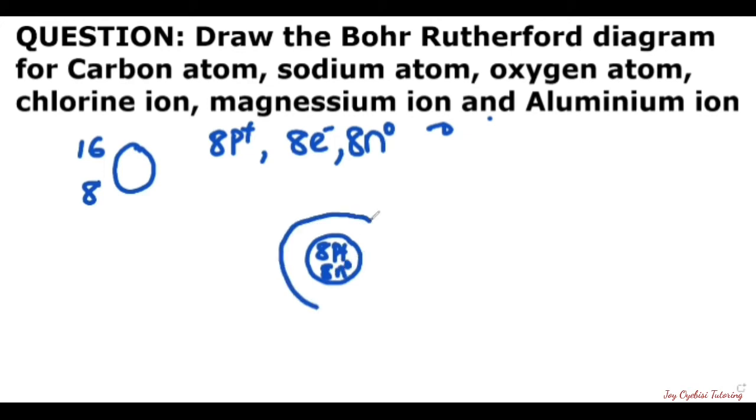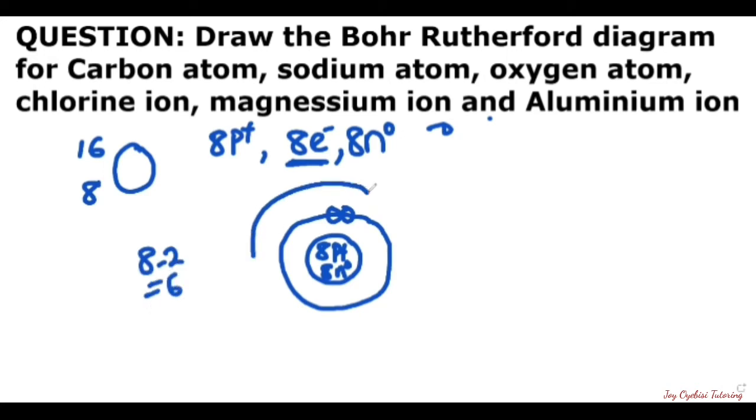The inner shell, we have 2. We're dealing with 8 electrons. 8 minus 2 will be 6. So we have 6 remaining. And since the maximum that can be in this other shell is 8, it means that the whole of the space will be here.